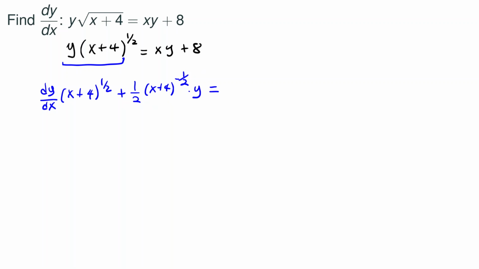Equals derivative of xy, using the product rule here also. Derivative of x is 1 times y plus derivative of y is dy/dx times x. And derivative of 8 is 0, so we don't need to write anything. Now we have to solve for dy/dx. So all the terms with dy/dx should go on one side of the equation, and everything else on the other side.